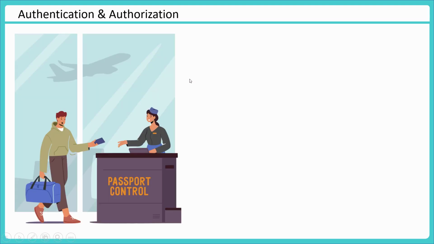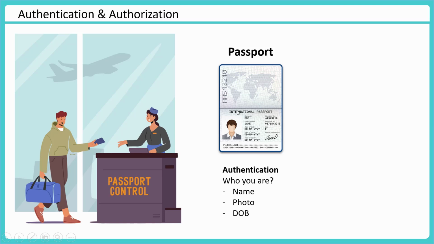A similar thing can happen when you are traveling. When you are traveling, you go through passport control. You provide your passport to the verifying person. They check your passport. That gives information about you, who you are: name, photo, date of birth. So this is validating that you are the right person.